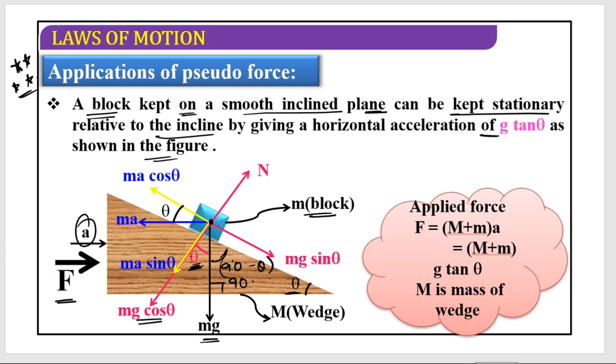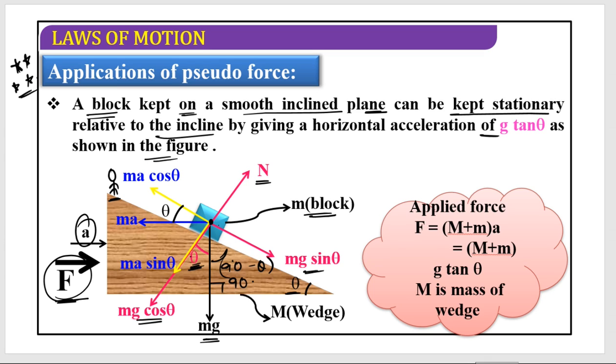So this is mg cos theta, this is the normal force, this is mg sin theta, and let's understand that I am sitting over here and taking this observation. As I myself am sitting on a frame of reference which is moving, which is having a force F, that means I need to apply a pseudo force. Where should I apply a pseudo force?